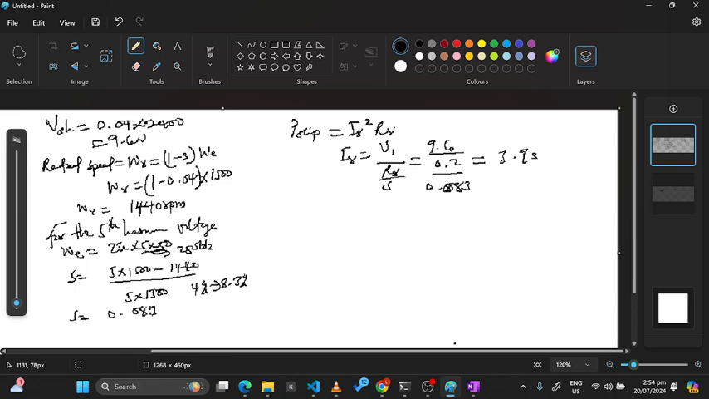So this is 3.984 amps. So then P slip should be equal to 3 times 3.984, because what we have here is per phase, times 0.2. This should be squared.